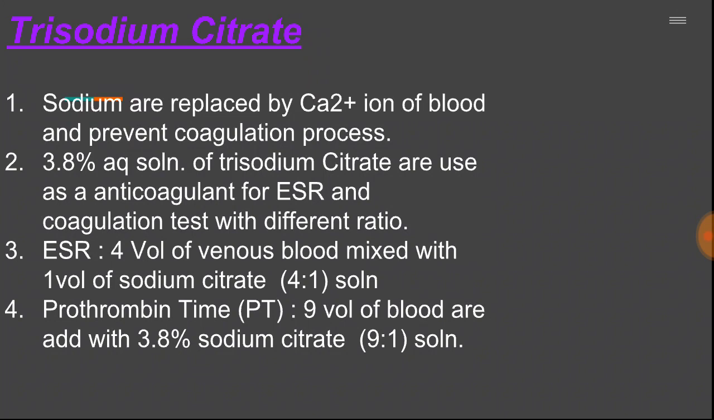A 3.8% aqueous solution of trisodium citrate is used as the anticoagulant for ESR and coagulation tests, in different ratios. For ESR, the 3.8% aqueous solution is added to 4 volumes of venous blood. For prothrombin time, 9 volumes of blood are added to 1 volume of 3.2% sodium citrate.